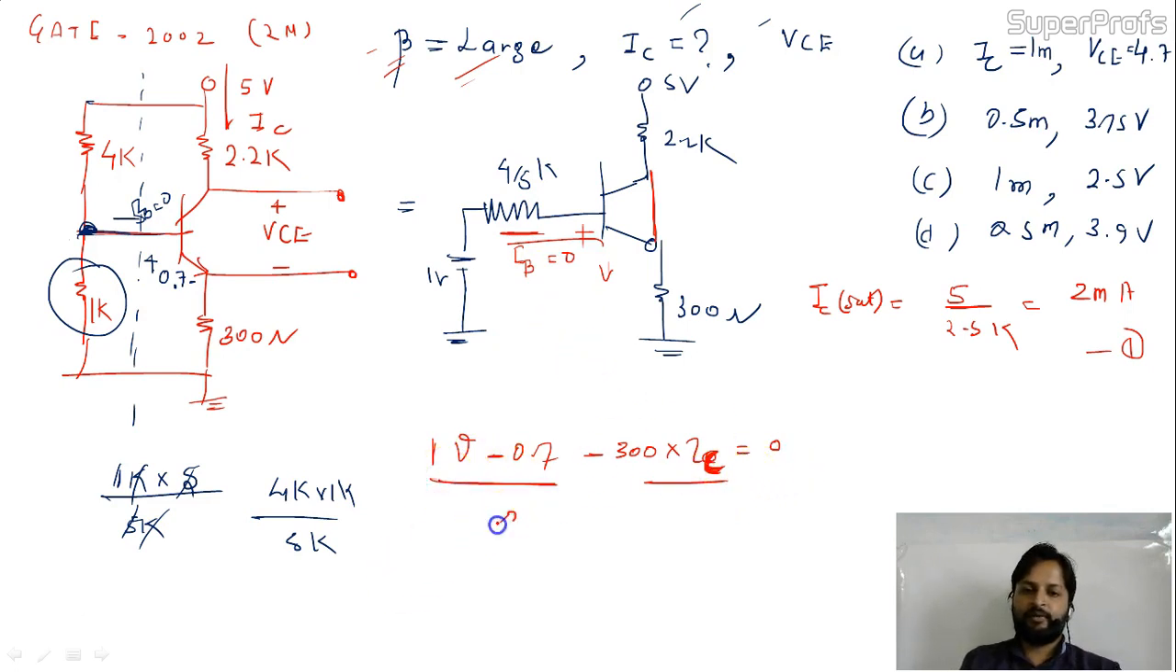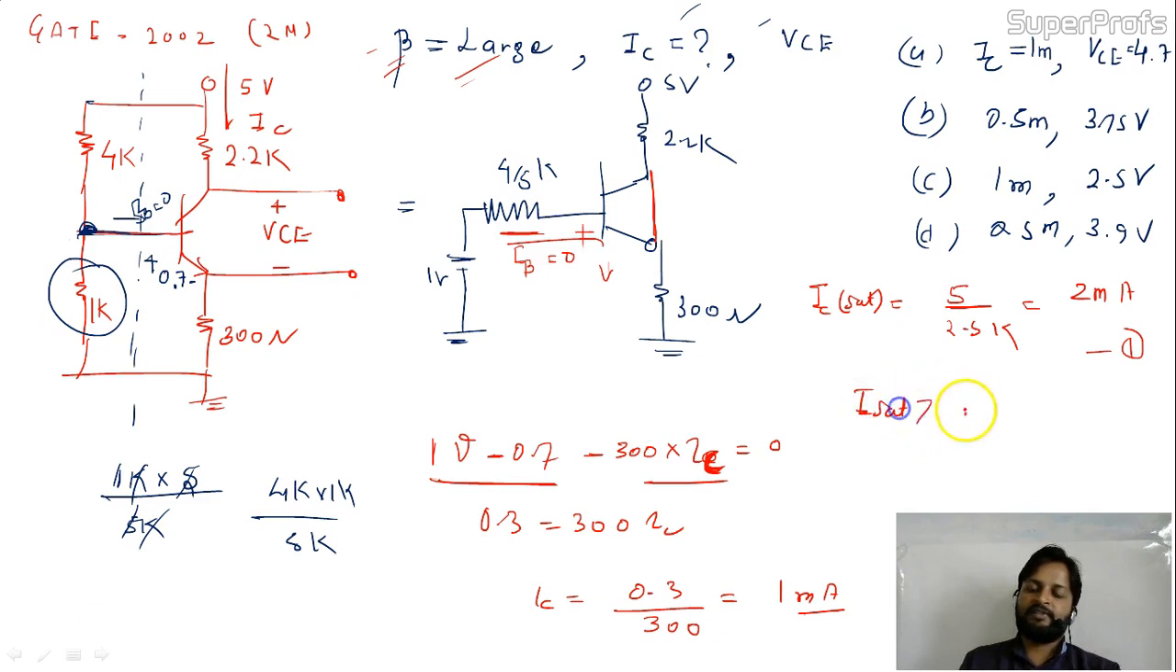So it will be 0.3 divided by 0.3 equal to 300 of IC. IC is equal to 0.3 divided by 300, so it will be 1 milliampere. So this is your IC active. So what is the relation? I saturation is greater than I active. Perfectly fine, no problem at all. So your system is working in active mode.